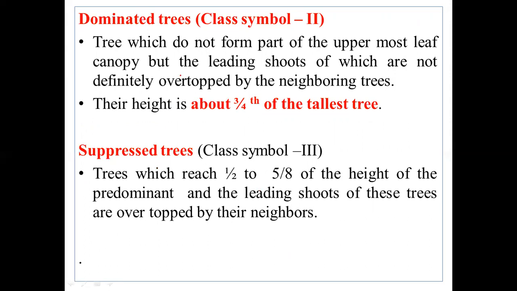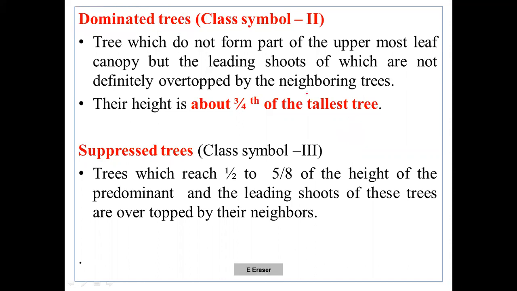So dominated. You can say this is just a class. Generally we'll make it the second class. The first class is actually dominant trees. So dominated trees will have three-fourths of the tallest tree. Which is the tallest tree here? The predominant tree is the tallest here. Three-fourths of the tallest tree will be called the dominated. Please remember, it's dominated. The first one is called dominant.